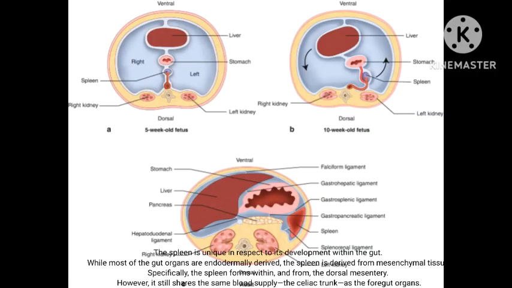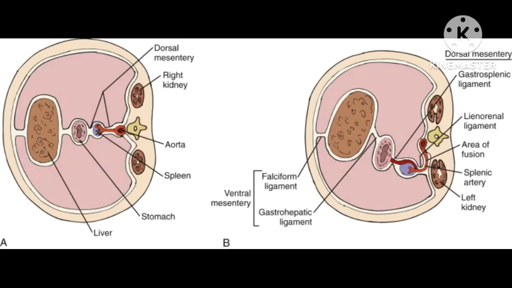The spleen is unique in respect to its development within the gut. While most of the gut organs are endodermally derived, the spleen is derived from mesenchymal tissue. Specifically, the spleen forms within and from the dorsal mesentery. However, it still shares the same blood supply, the celiac trunk, as the foregut organs.